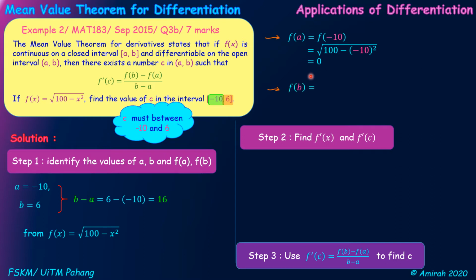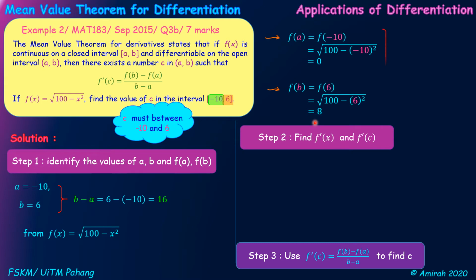Okay, and then we need to find f(b). f(b) means we replace b by 6. So when we find f(6), we just replace 6 into whatever x here. So we get the square root of 100 minus 6 squared, which equals 36. So 100 minus 36 equals the square root of 64. And after we simplify, we get 8 here.